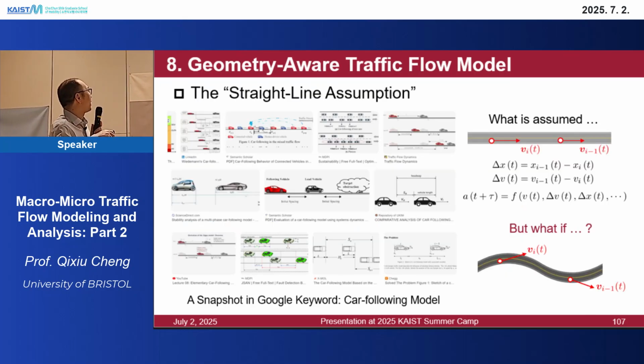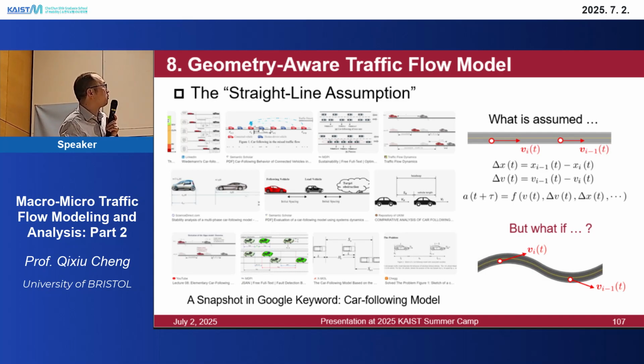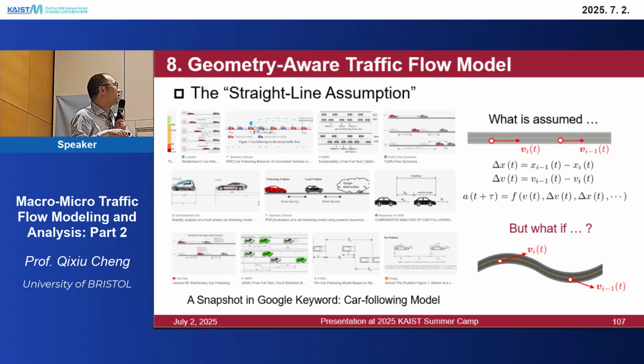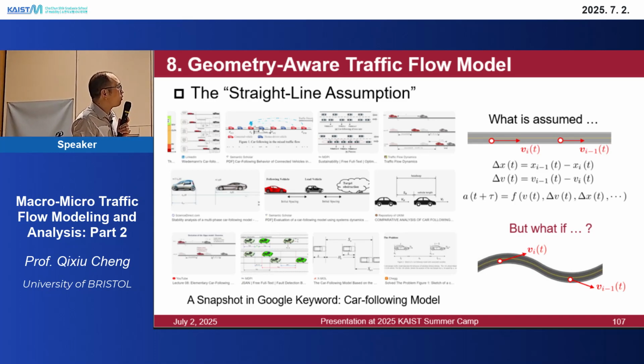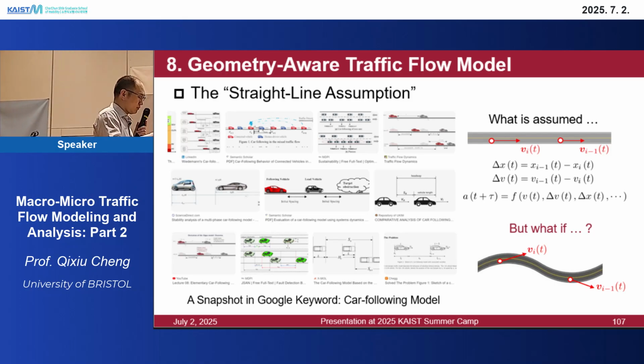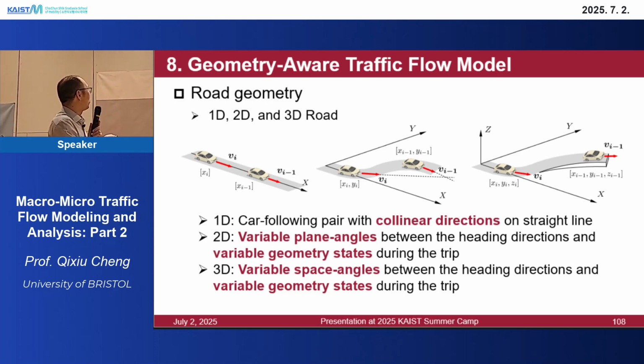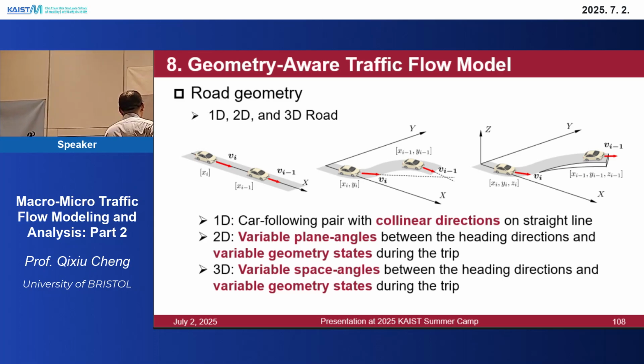The last one is the geometry-aware traffic flow model. If we search for car following models in Google, we can see that all of them assume vehicles are traveling on a straight line. But if the road has a horizontal curve, that is, geometry, what should we do? For road geometry, we have 1D, 2D, and 3D.